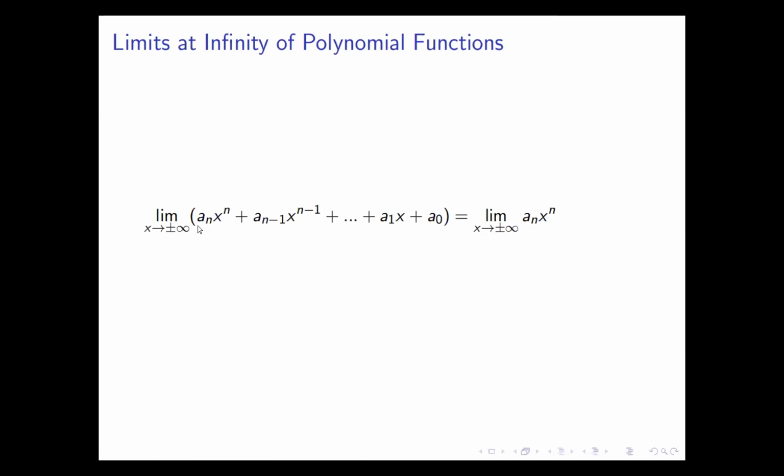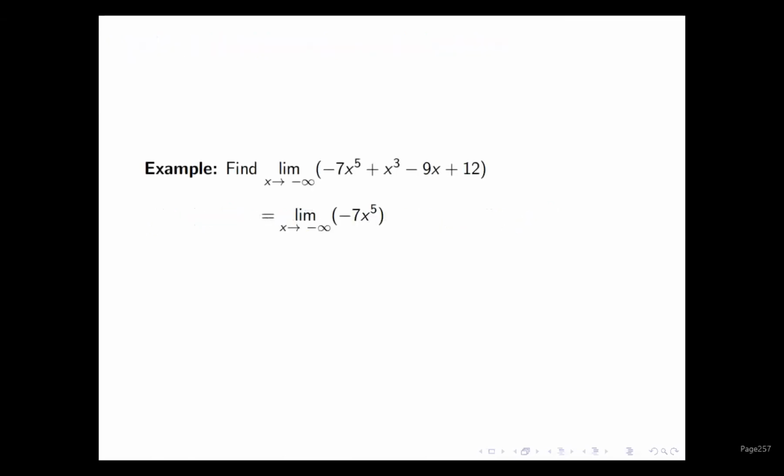So limit of a sub n x to the n plus a sub n minus 1 x to the n minus 1, and so on and so forth until you have a linear term. There's a quadratic here, linear, constant term. That will be equal to the limit of a sub n x to the n as x approaches infinity or negative infinity. Let's apply that.